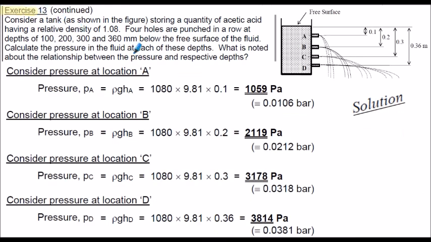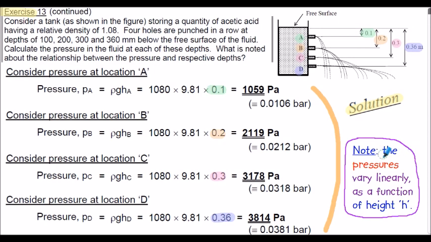Exercise 13, solution continued here. I'll let you review the solution at your own pace. It's essentially of applying the formula P is equal to rho g h at the 4 different heights from the free surface. Notice I've stated the answers in terms of pascals and also bar. Note for reference, the pressures vary linearly as a function of height h.